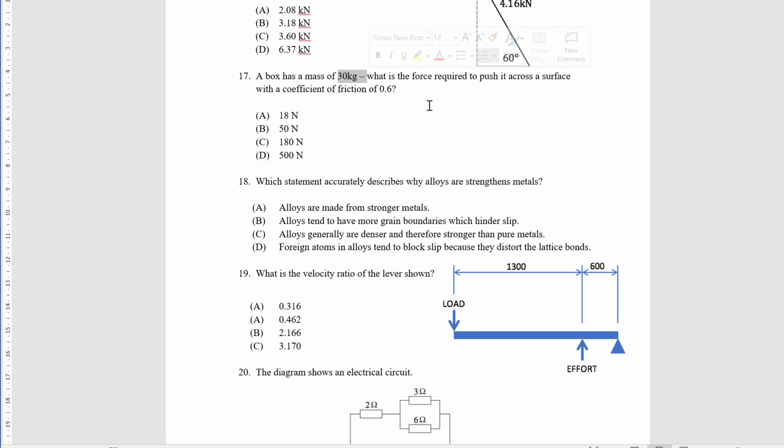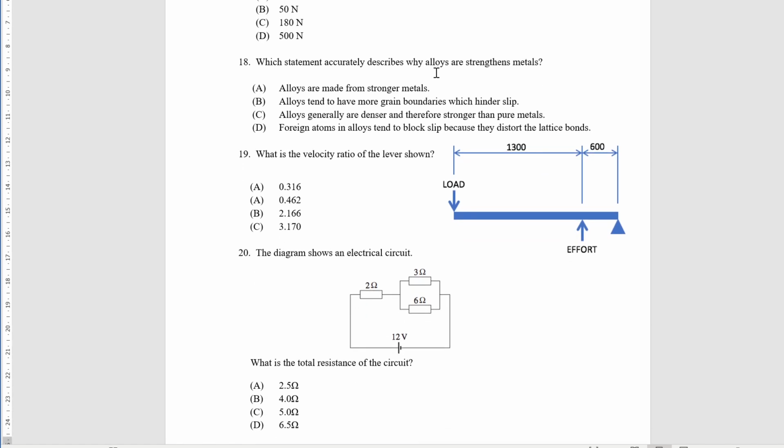Someone asked me recently, can you use 9.8? Yeah, you won't lose marks if you use 9.8. So we're going to say F equals mu N in this case equals 300, mu equals 0.6, 0.6 times 300 equals 180.